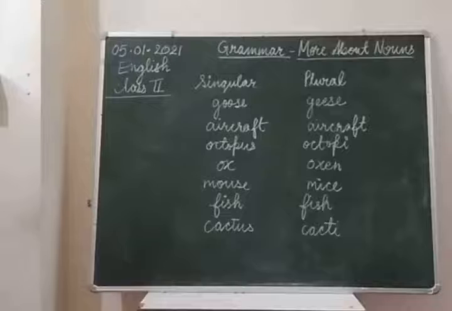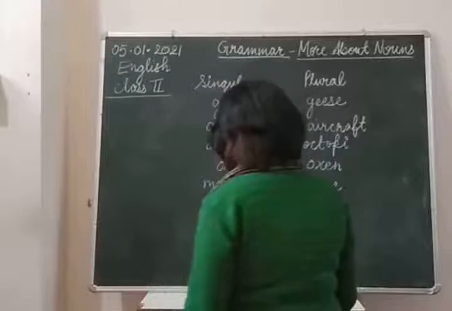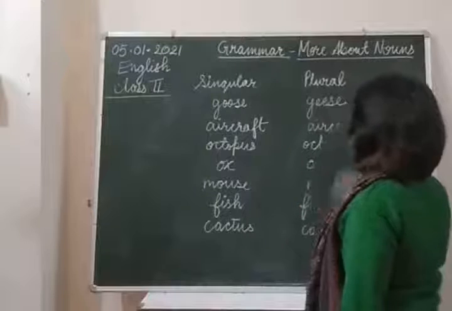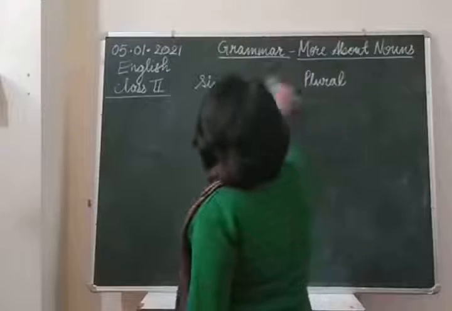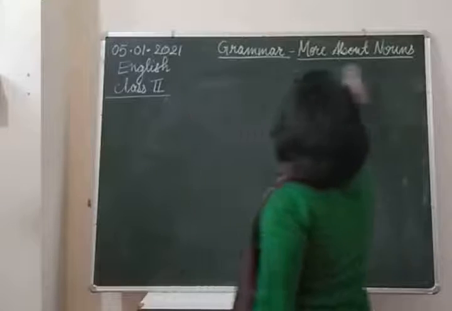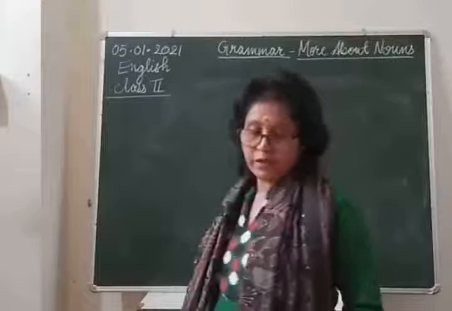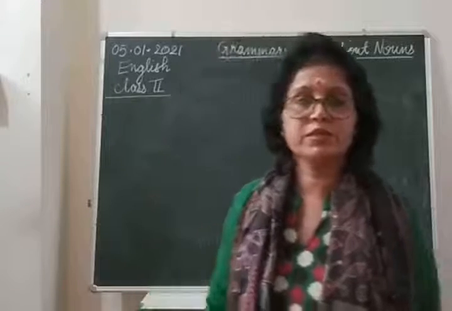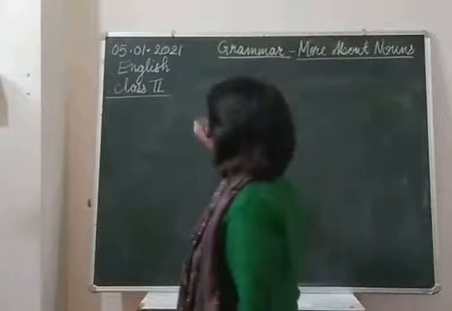We'll go through goose, geese, aircraft, aircraft, octopus, octopi, ox, oxen, mouse, mice, fish, fish, cactus, cacti. So these were some irregular nouns and their plural. Okay. Now we will do one exercise based on singular and plural form of nouns. It's a fill in the blanks which is given in your grammar book, page number 64. So let's do this one.